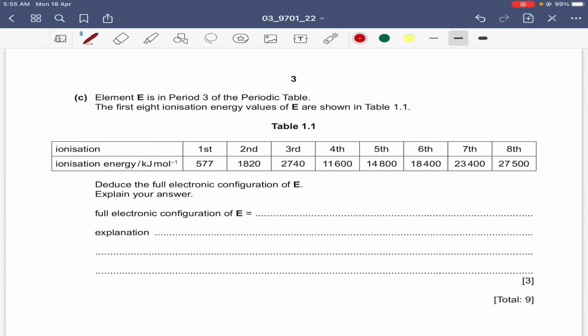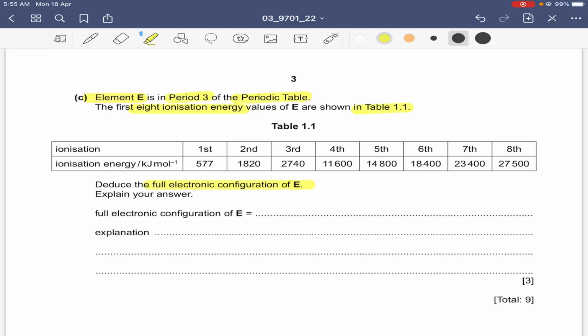Now the last part of this question is element E in period 3. So element E is in period 3 of the periodic table, right? The first 8 ionization energy values of E are shown in table 1.1. So these are 8 ionization energies. Now what we have to do is deduce the full electron configuration of E and explain your answer. So for the full electron configuration, we have to find out which element is E.